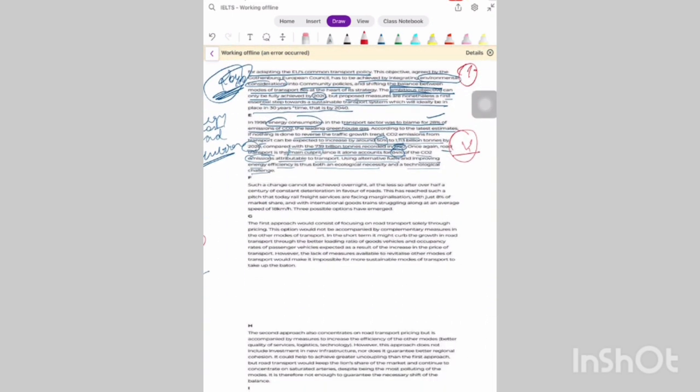Such a change cannot be achieved overnight, all the less so over half a century. By contrast, deterioration in favor of roads. Okay. This has reached such a pitch that today rail freight services are facing marginalization with just 8% of market share, and with the international goods trains struggling along at an average speed of 18 km per hour, three possible options have emerged.